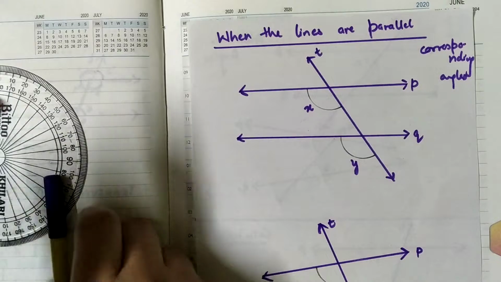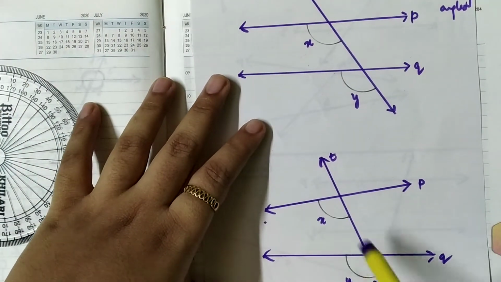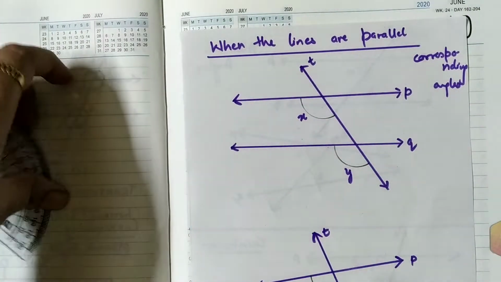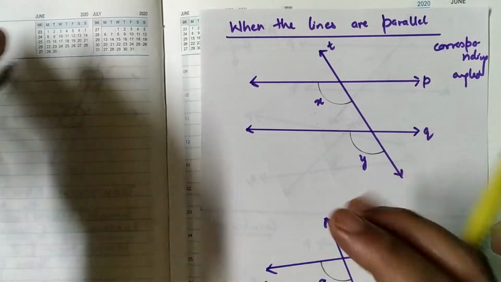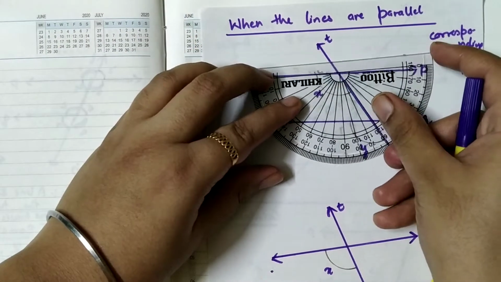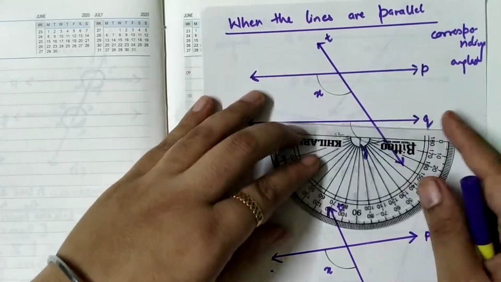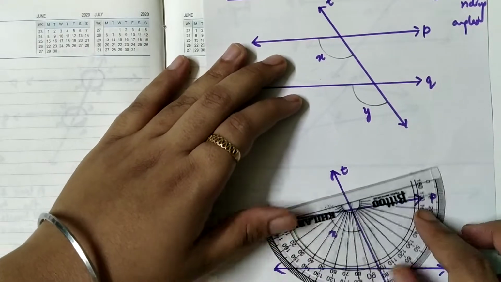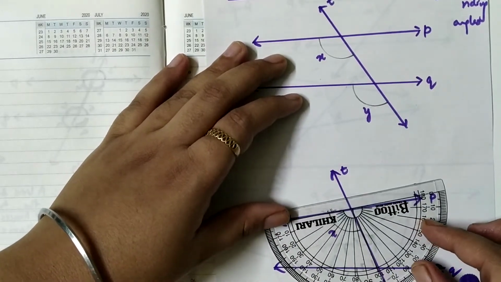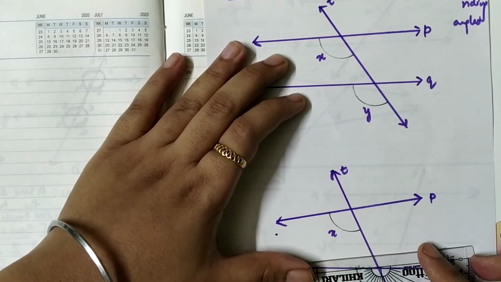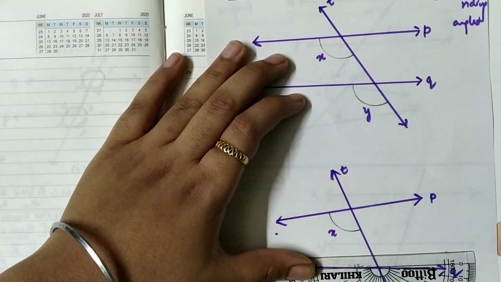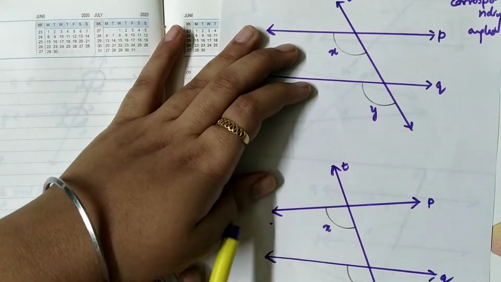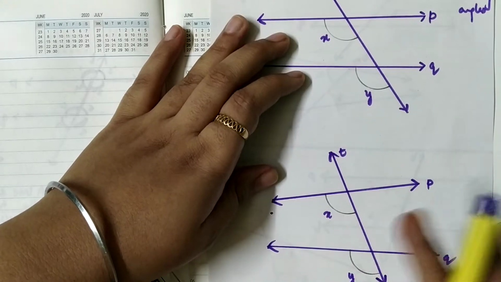In the first situation I have taken the corresponding angles equal, and in this situation the corresponding angles are not equal. I will show you with the help of this protractor. If you measure it, you will observe this angle is 120 degrees. Similarly, angle Y is also 120 degrees in this case. And in this case, angle X is almost 100 degrees and angle Y is 110. So in the first situation both the corresponding angles are equal, and in the second situation they are not equal.